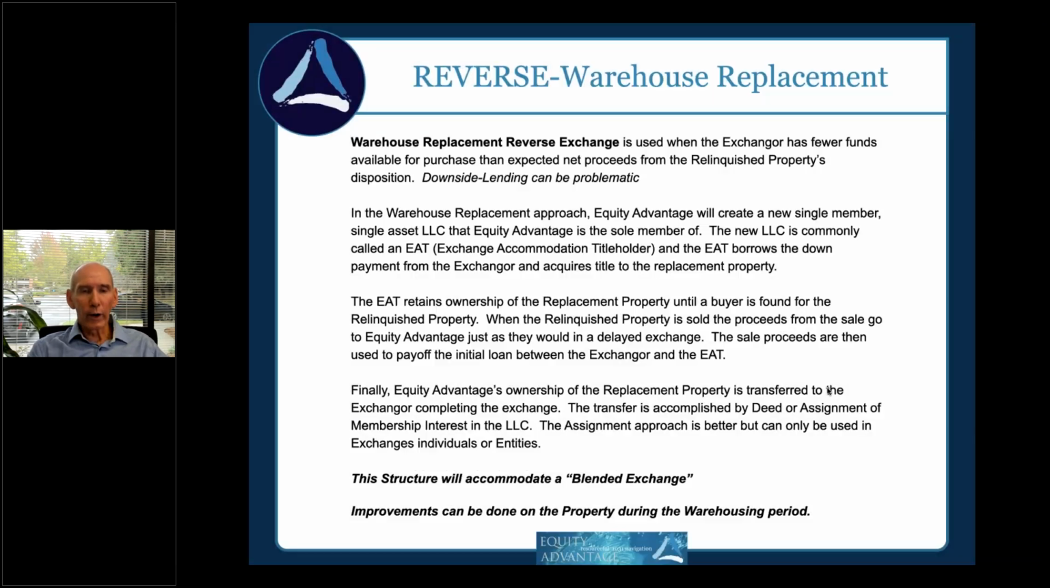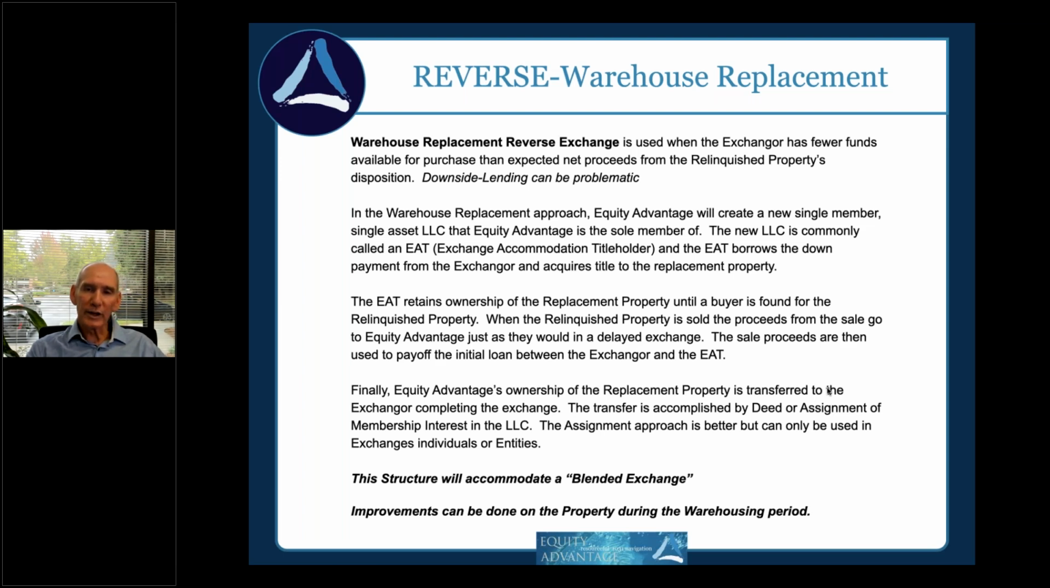So a warehouse replacement reverse exchange means that we are going to create what in the exchange world is called an EAT, an exchange accommodation title holder. That EAT is going to buy that property. So you, the taxpayer, if you've got, number one, we're not going to do a reverse exchange if you don't have the ability to buy the property today to replace something yet to be sold. Exchange companies don't loan money. So the taxpayer has to have the financial ability to get this deal done. If the taxpayer does, then we can do the reverse.